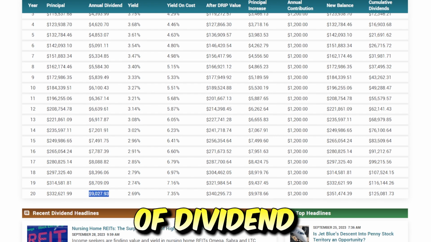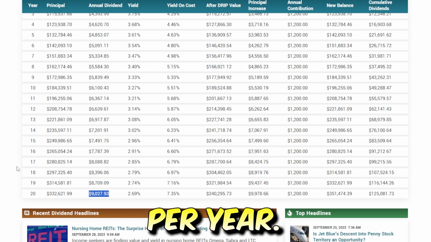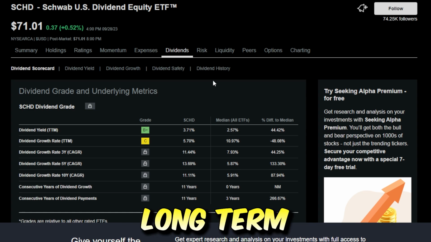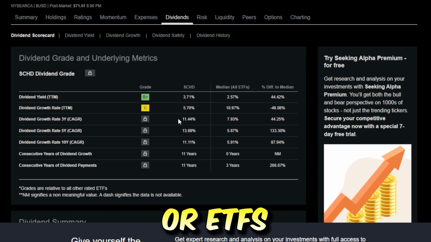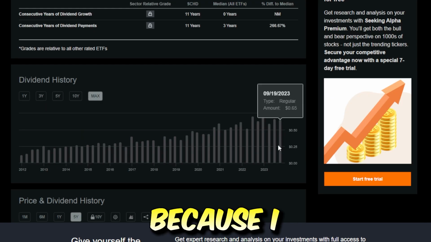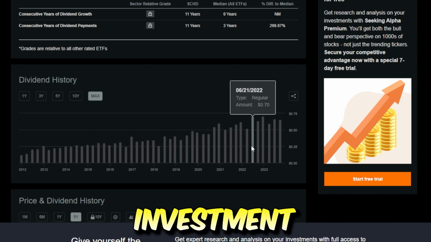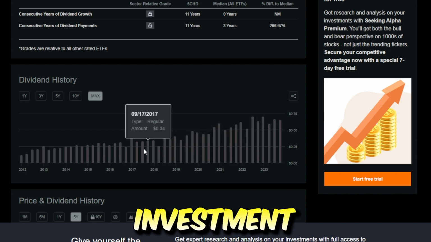If we were to shrink the amount of dividend growth that this ETF or stock, for example, would be offering per year. So when it comes to investing for a long-term portfolio, definitely pay close attention to what these different stocks and or ETFs are offering as far as historical dividend growth rates. Because I can't speak for everyone, but for an investment that's willing to pay me more and more over time, that's an investment that I want to be a part of.